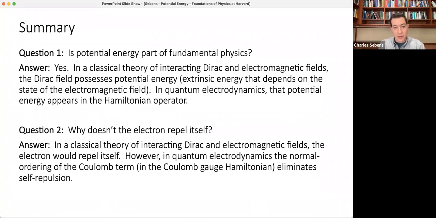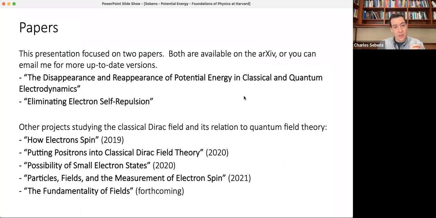Is potential energy part of fundamental physics? I think yes. We can identify in classical Maxwell-Dirac theory a potential energy density, and it is retained in quantum electrodynamics. Why doesn't the electron repel itself? Well, in classical field theory it would, but in quantum field theory, it's the normal ordering of the operators that eliminates self-repulsion. Okay, thank you.